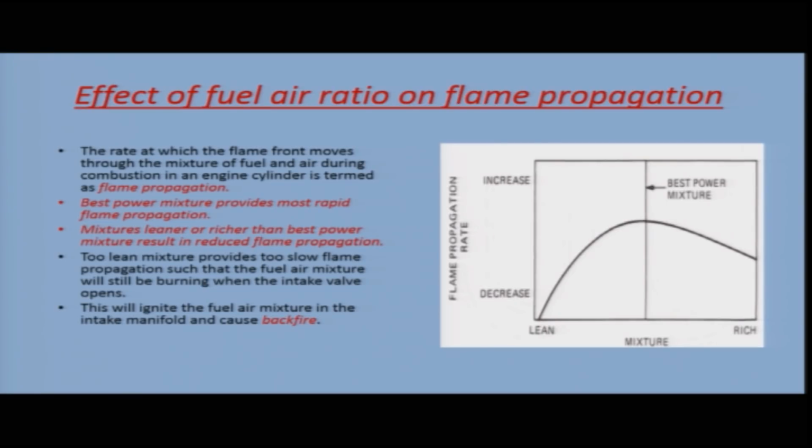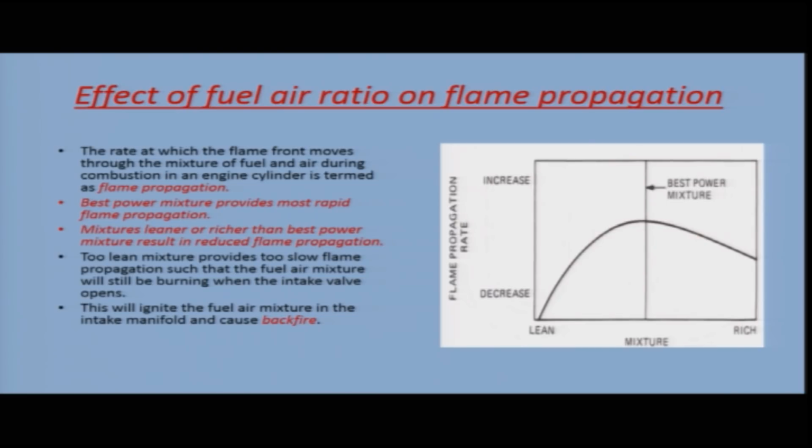The best power mixture provides the most rapid flame propagation. So, here you can see this is your best power mixture, and this best power mixture provides the most rapid flame propagation. Mixtures leaner or richer than best power mixture result in reduced flame propagation. So, when your mixture is leaned or in the rich condition from the best power mixture, then your flame propagation rate reduces. You have the most rapid flame propagation at the best power mixture. Anything leaner or richer from this position gives you reduced flame propagation.